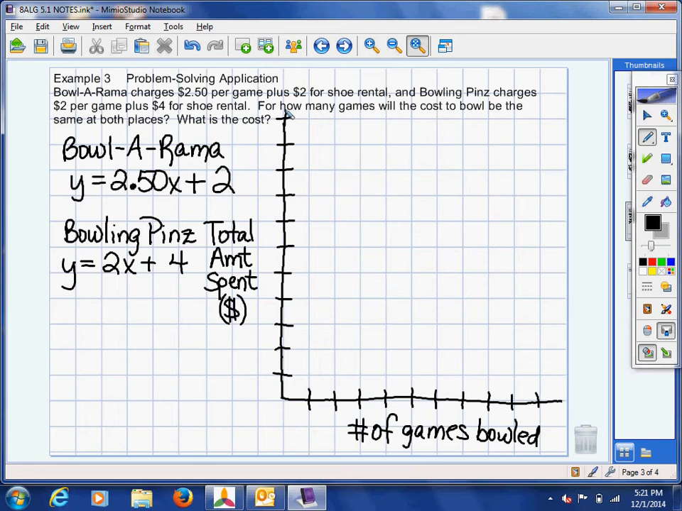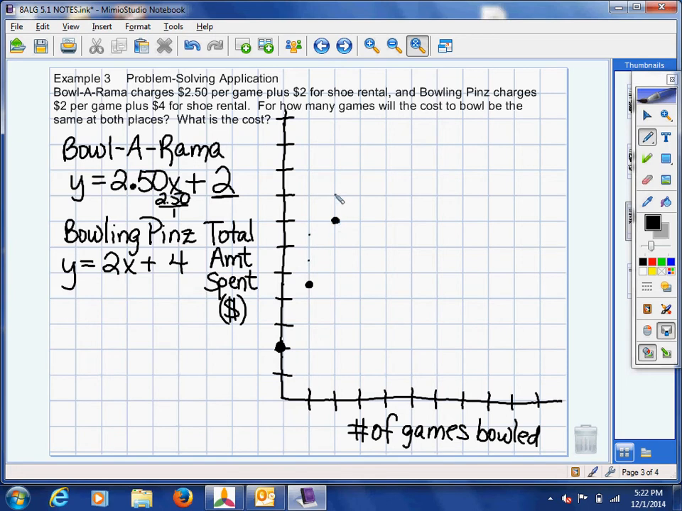Let's start with Bolorama. Start with the y-intercept. Find positive 2 and mark it. Now the $2.50. Remember, in rise over run form, we're going to put $2.50 as our numerator, 2.5, and then 1 will be our denominator. So start here at the positive 2 on the y-axis. We're going to go up 2.5. So you should be halfway between 4 and 5. And then we're going to go over 1. Mark it. Up 2.5, over 1.